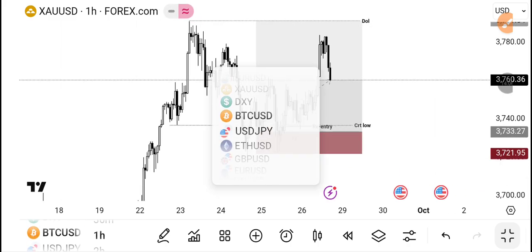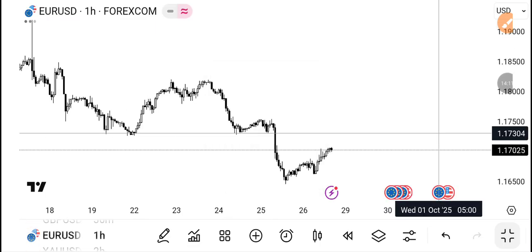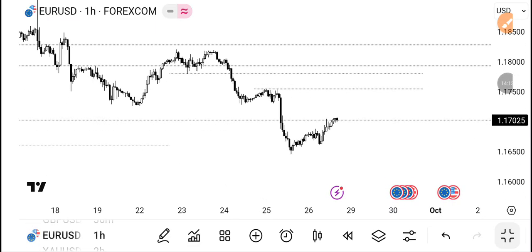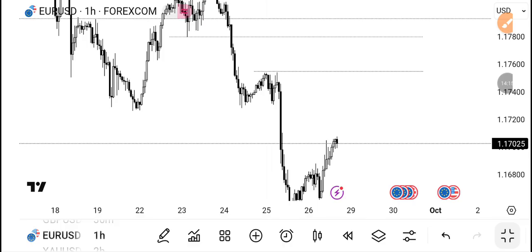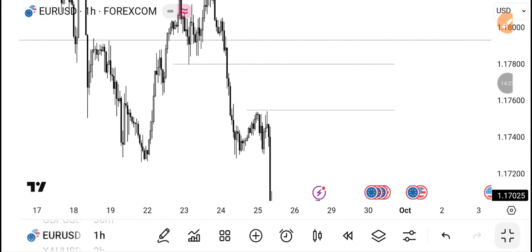So what else do we have? I think we already planned, and it will be really nice. We already planned to sell this pair. It takes a lot of time, patience, and also consistency. Just take trades here. So thank you guys.